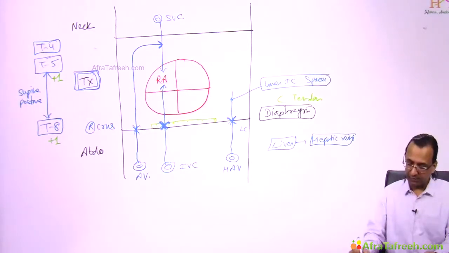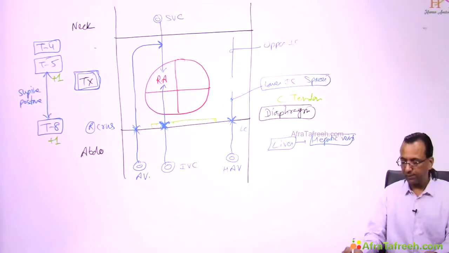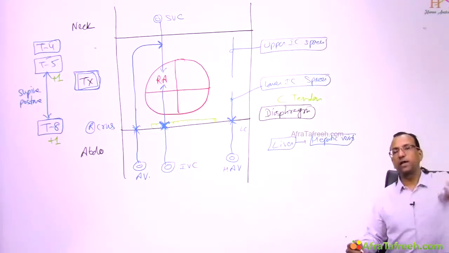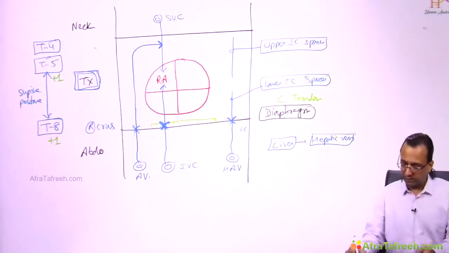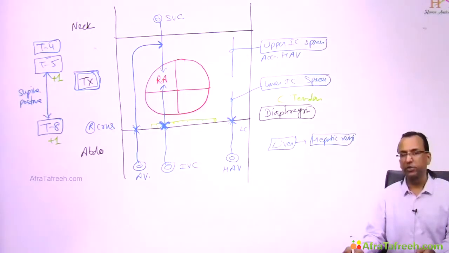Upper intercostal spaces are drained by... see, there are upper intercostal spaces and there are lower intercostal spaces. Lower intercostal spaces are drained by the hemiazygous vein and upper intercostal spaces are drained by the accessory hemiazygous vein. So this is the accessory hemiazygous vein. What is it doing now?